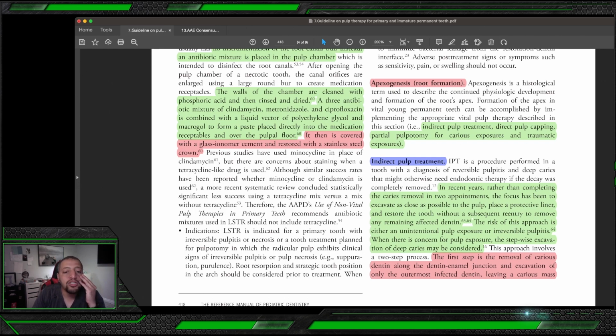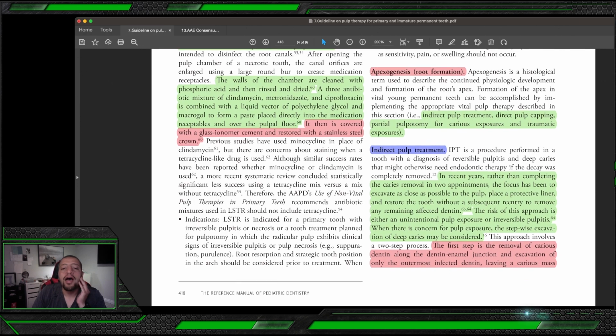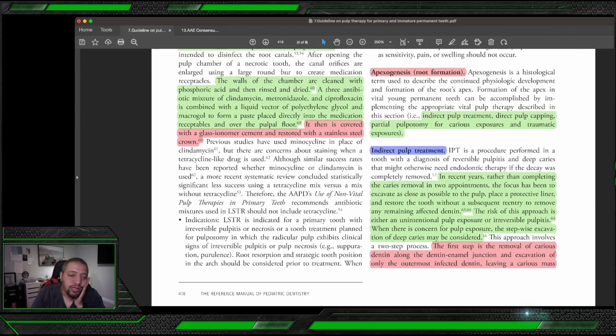And he said the mixture should not include tetracycline. I think you can understand why we should not include tetracycline in this mixture. For the pigmentation, for sure. I hope you get the answers.